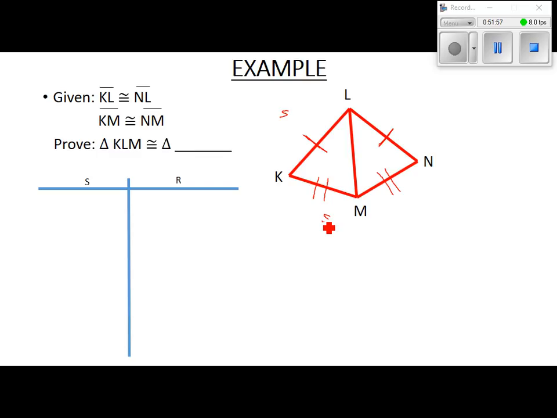So we got a pair of sides, pair of sides. We need one more pair of sides, and what is it? Reflexive property. LM is congruent to LM. Now, do we have enough to say the two triangles are congruent? Yeah. And that's what we're trying to do, is say those two triangles are congruent, right?